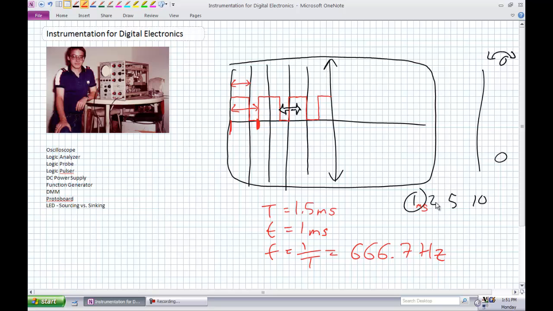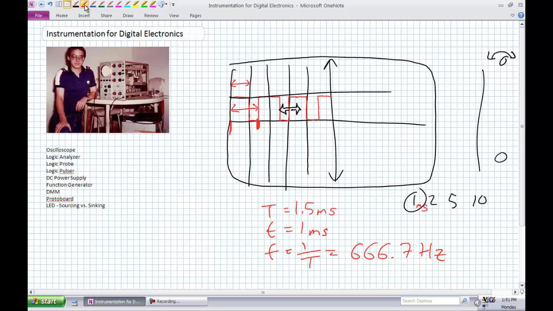One thing too is vertical sensitivity. If our TTL outputs go from zero, notice I'm not saying it's zero centered, it goes from zero up to 5 volts. We'll come back to this when we get to the function generator. 0 to 5 volts, what is my vertical sensitivity? If you just want it one block high, just make your vertical sensitivity 5 volts per division. It'll be one block high.